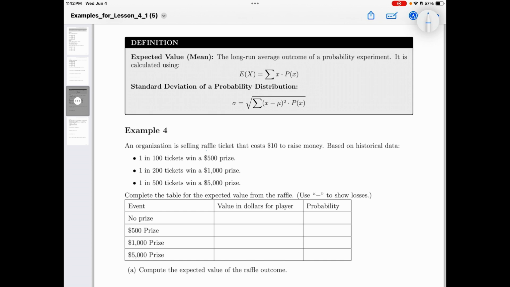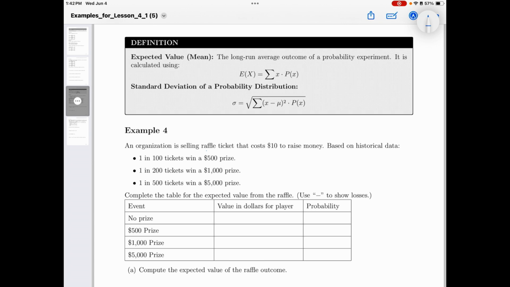Okay, now let's take a look at expected value. Expected value is an average. It's a long-term average. If you repeat a process or an experiment over and over and over again, many, many times, what is going to be the average outcome? That's what the expected value means.